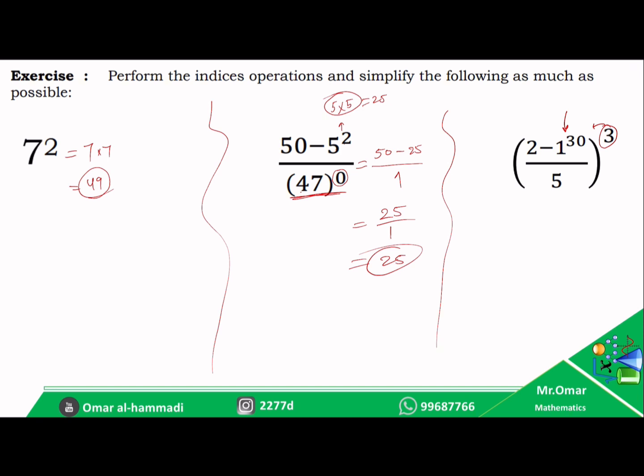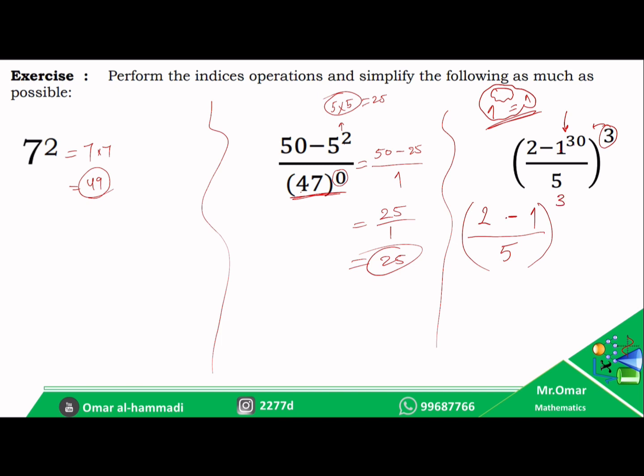What do we have here? 2 minus 1 to the power 30. When we have 1 to any power, it will give us 1. The same result will be 1 only. So this is only 1 divided by 5, and this is to the power 3. What do you mean by 2 minus 1?